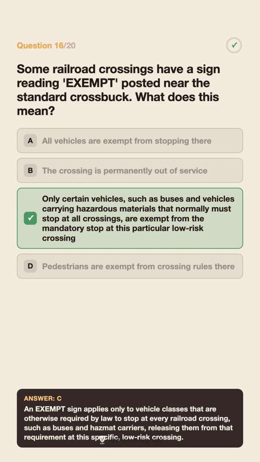The correct answer is C. An exempt sign applies only to vehicle classes that are otherwise required by law to stop at every railroad crossing, such as buses and hazmat carriers, releasing them from that requirement at this specific, low-risk crossing.